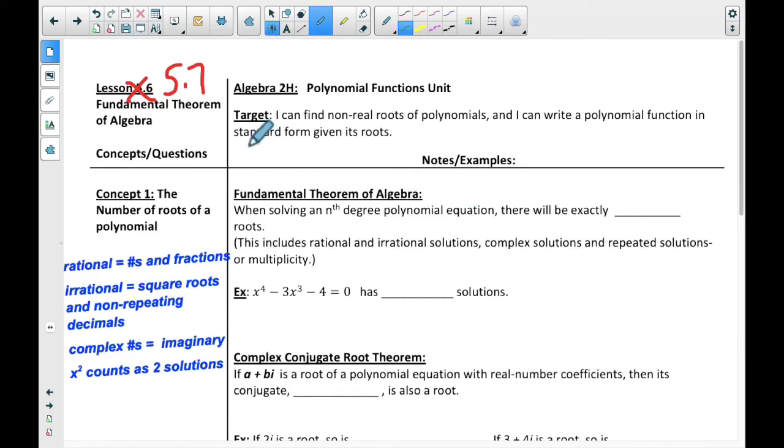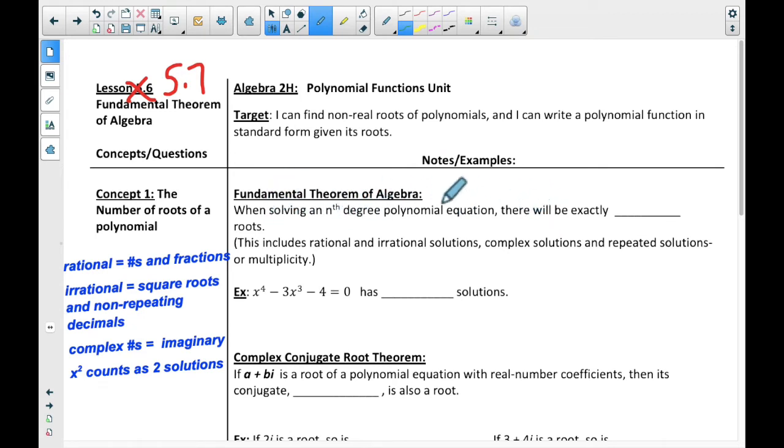Hi everybody, this video today is going to cover lesson 5.7, which is the fundamental theorem of algebra. If your numbering is a little bit different, you might just want to adjust that to 5.7. The fundamental theorem of algebra sounds super important, and it is, but we have actually mentioned it before when we did this activity the other day.